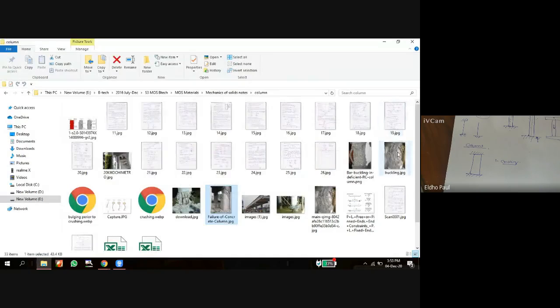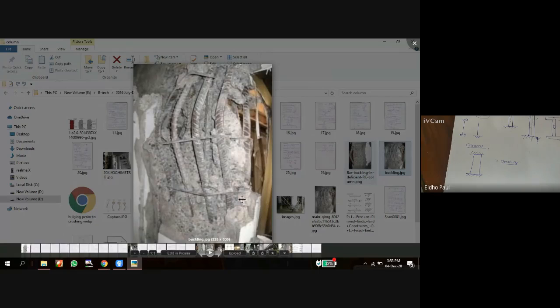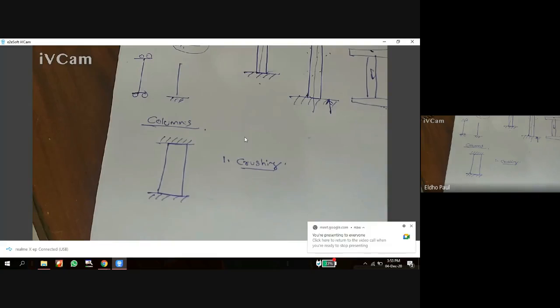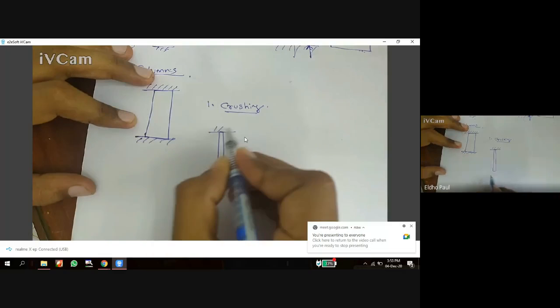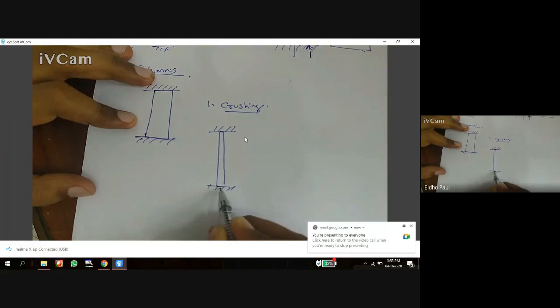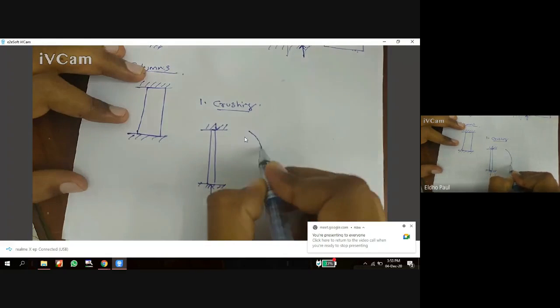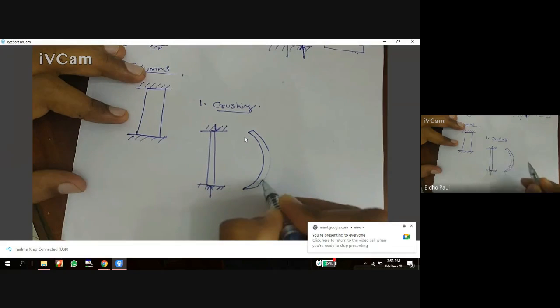Another type of failure is called buckling failure, and this is a type of buckling failure. We can see the reinforced mild steel and some curvature on it. This is a buckling failure. So these are the main two types of failures in the column. When a column is subjected to a vertical force, the first type of failure is buckling failure. This is the buckling failure of a column.